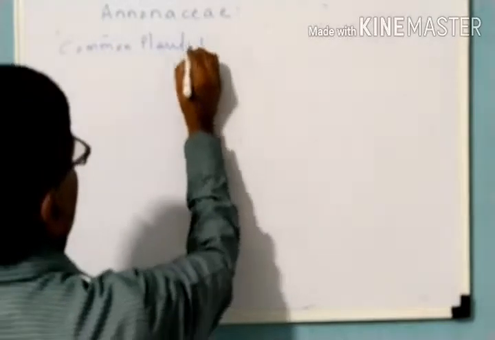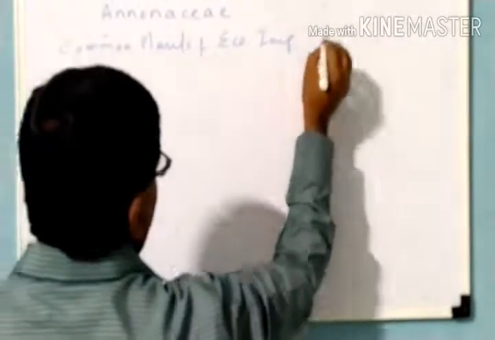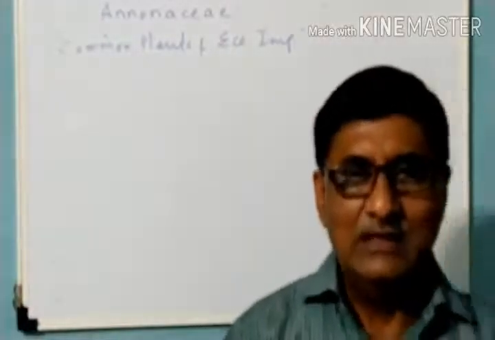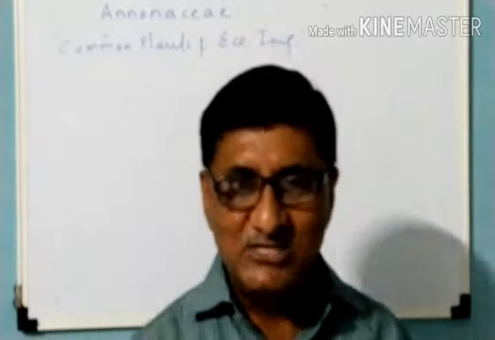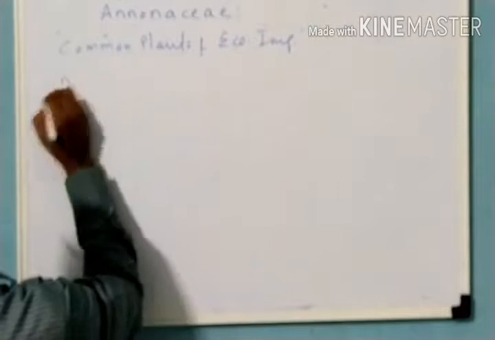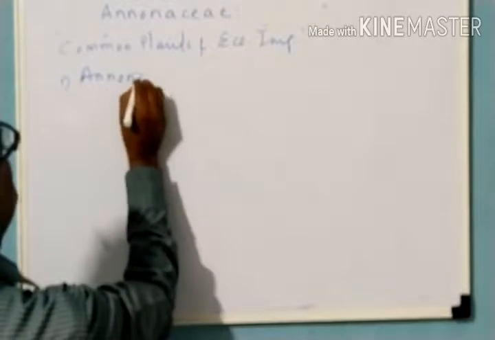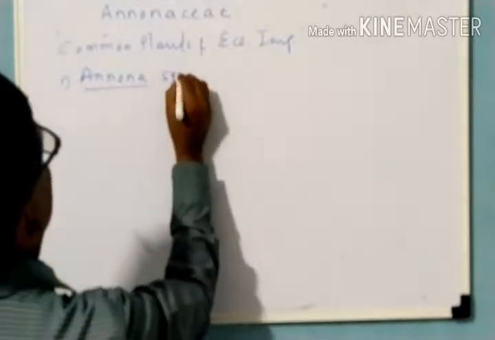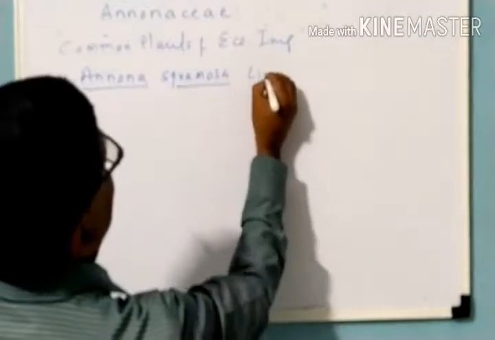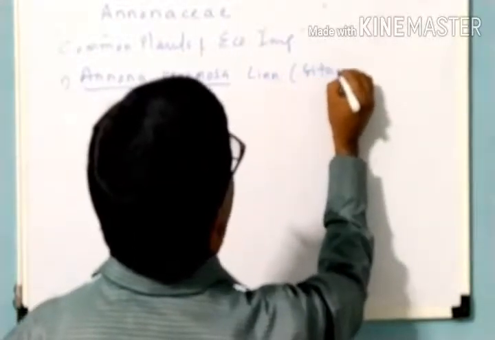and economic importance. This particular family is also called the family of wood apple or custard apple. The well-known plant commonly called sitafal belongs to this family. So the first common cultivated economically important plant is Annona squamosa. The authority is Lee. This plant is commonly called sitafal.